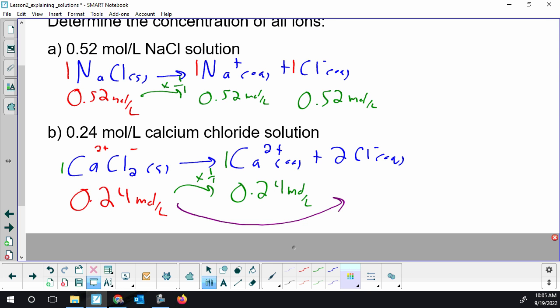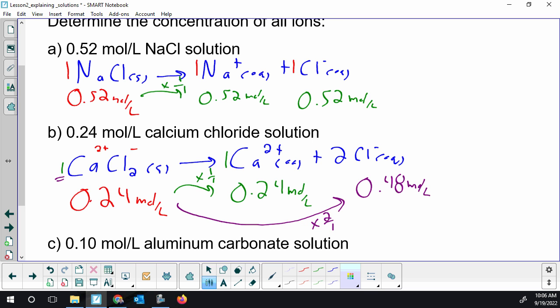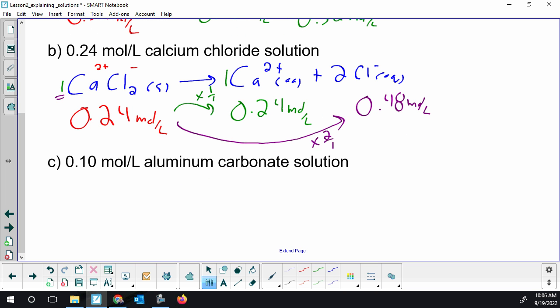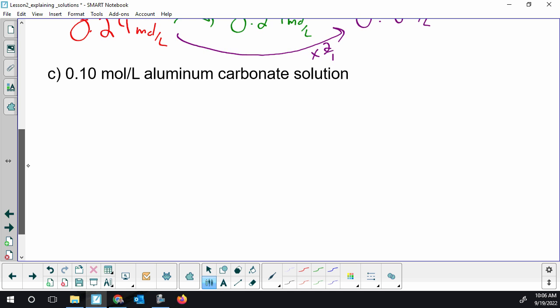Now, when we go to chloride, it's a little different. We've really done this already in Stoich. We're going to form 2 chloride ions for every 1 calcium chloride we put in solution. So 0.24 times 2 divided by 1, 0.48 moles per liter. Okay. So not that difficult. This is as hard as it could get, and you're really just applying stoichiometry.